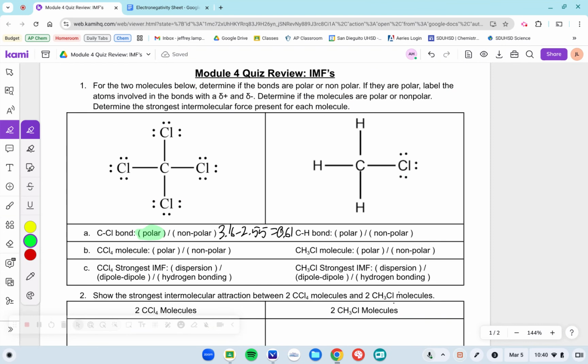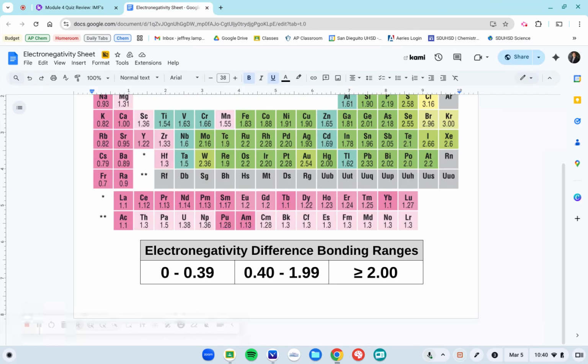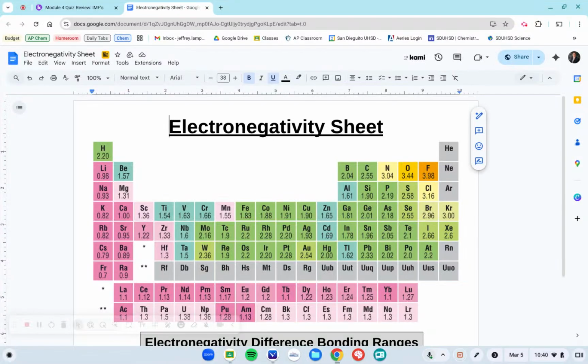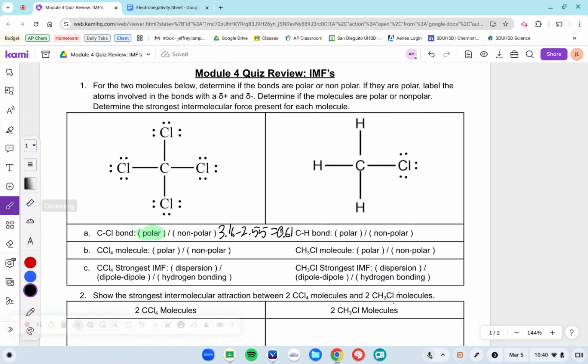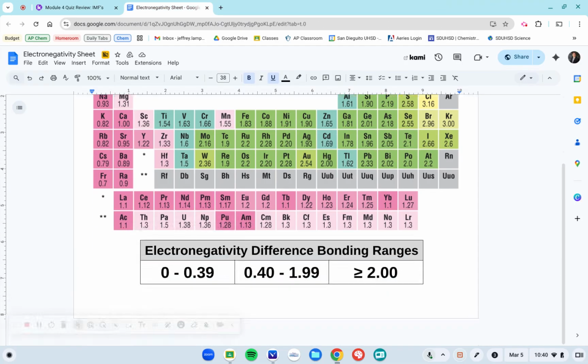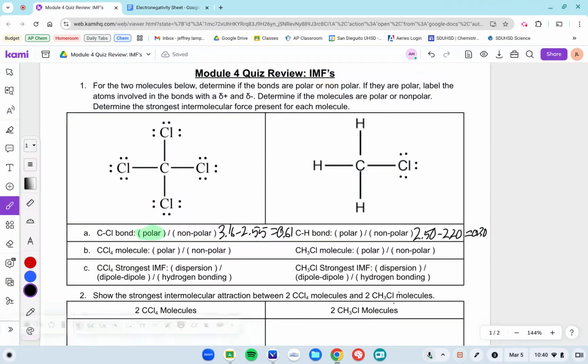Now, for the CH bond, we want to check the difference between C and H. So we have 2.55 for carbon, 2.20 for hydrogen. So again, we subtract. So we have 2.55 minus 2.20. So that's 0.35. So because we're at this value here, that means we're in this 0 to 0.39 range. That means that this bond would be nonpolar.